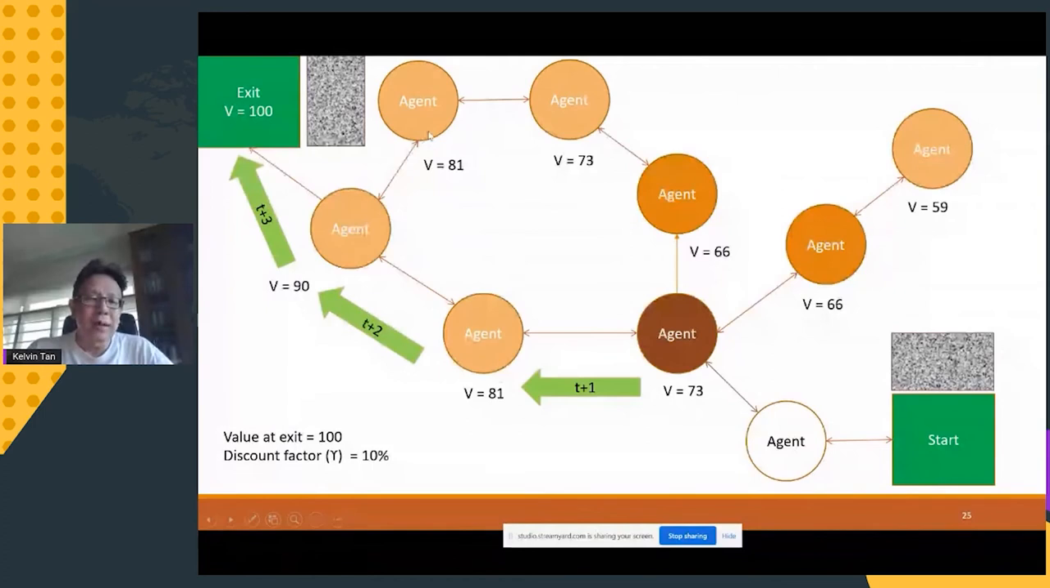So how about the other path, the top part? From here, the next cell is 81, then 73, 66. And how about the path northeast? Because the cell the agent currently is in is closer to the exit, there's no other path to the exit, so this is 10% off this 73, which is 66, and this is 59. Here is also 66, okay?